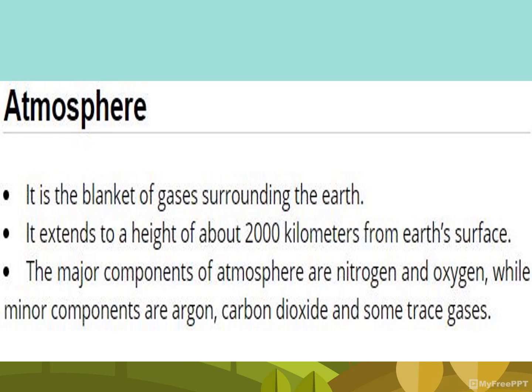The next one, let us move on to the atmosphere. As we all know, it is the blanket of gases surrounding the Earth. It extends to a height of about 2000 kilometers from Earth's surface. The major components of the atmosphere are nitrogen and oxygen, while minor components are argon, carbon dioxide, and some trace gases.